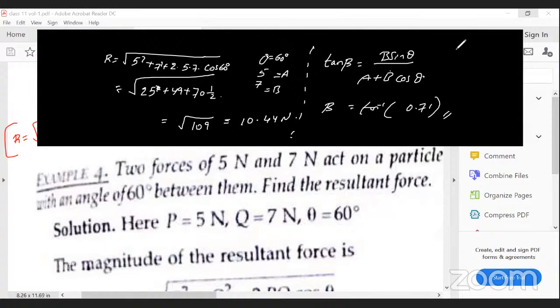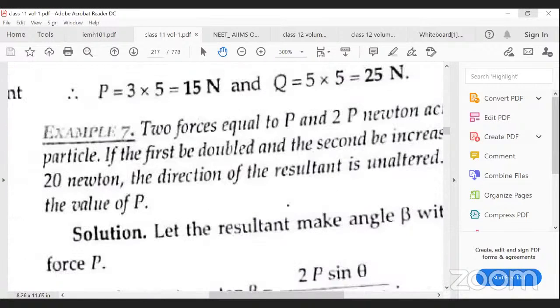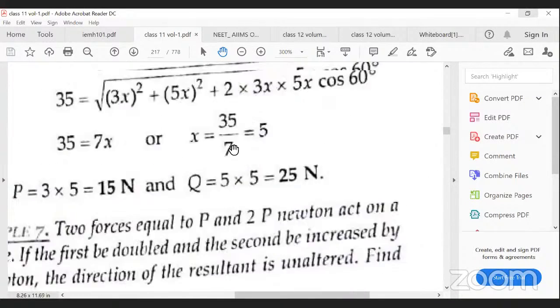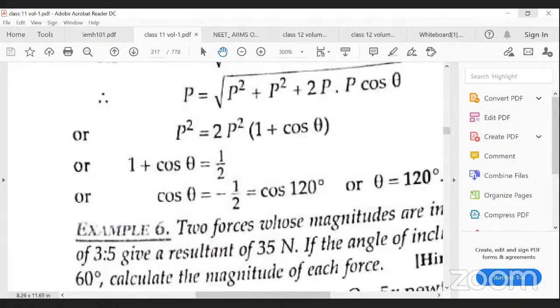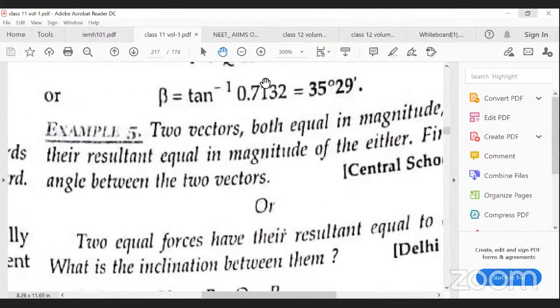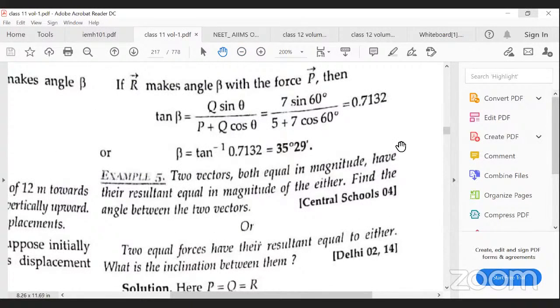Okay. So let's see the next question. So this one, let's see the fifth question. Example 5. And as usual, I'll share some questions with you. You solve பண்ணுங்க. If you have any doubts, let me know.